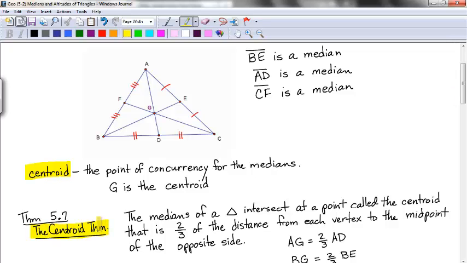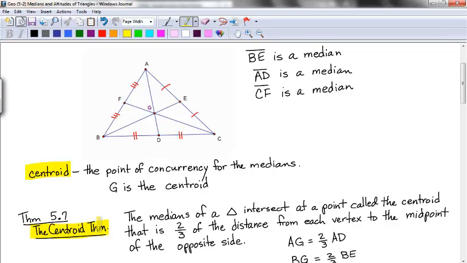Okay. The medians of a triangle intersect at the point called the centroid. The medians of a triangle intersect at a point called the centroid that is 2/3 of the distance from each vertex to the midpoint of the opposite side.